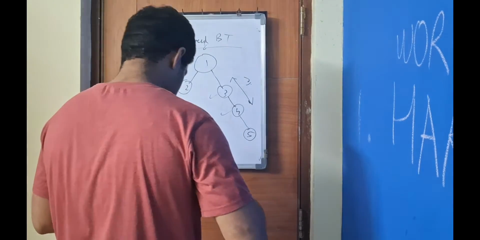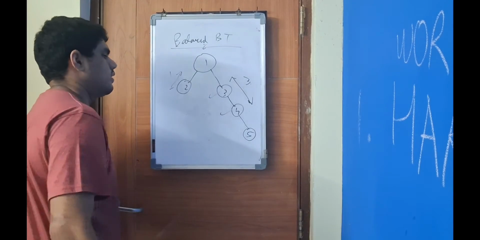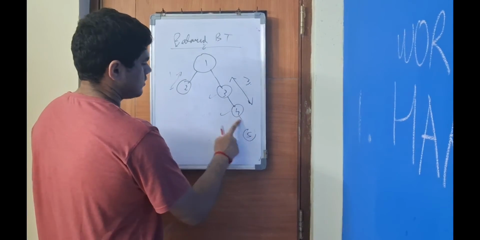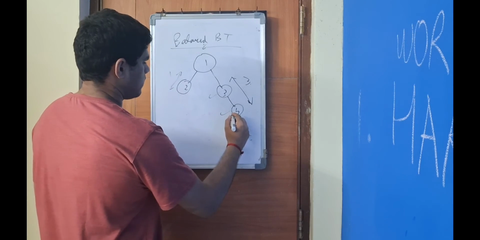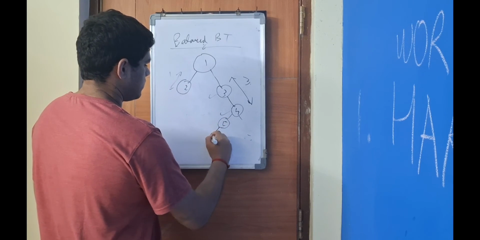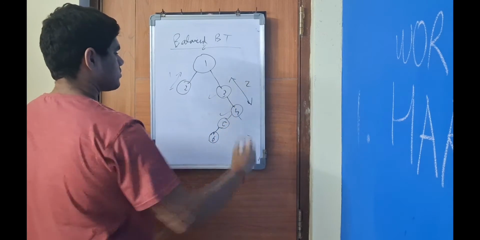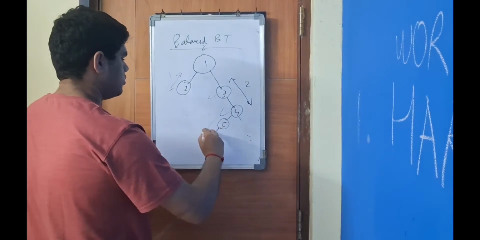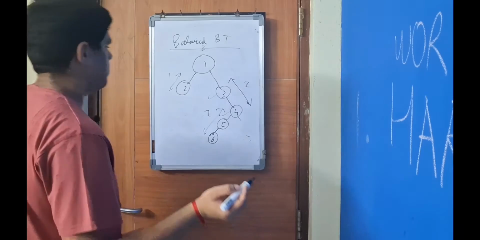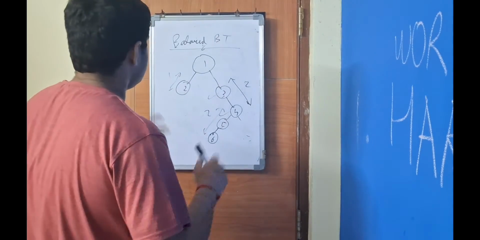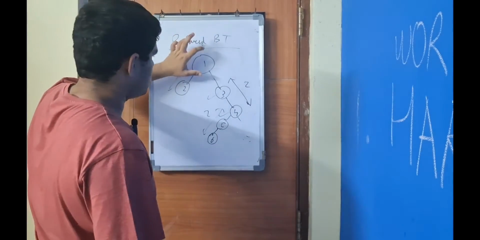What if it was like this? Then this height would have been 2, and this height would have been 2. This would have been a balanced binary tree. Why? Because you check each node. Here there is 1, here there is 2, only with respect to 1.